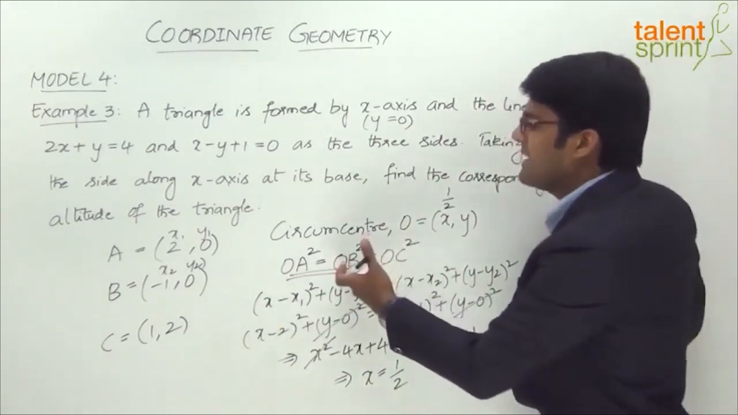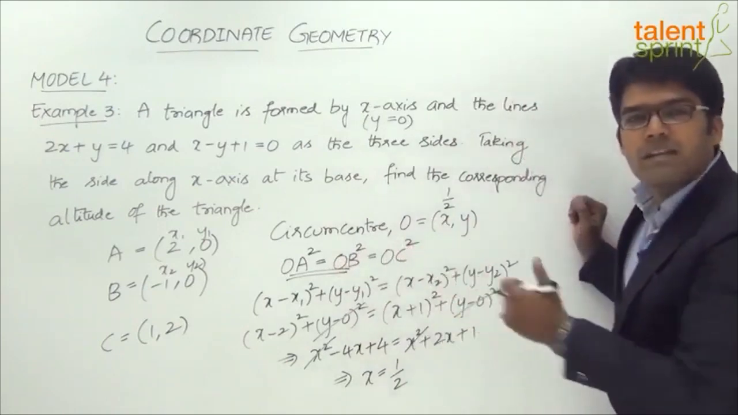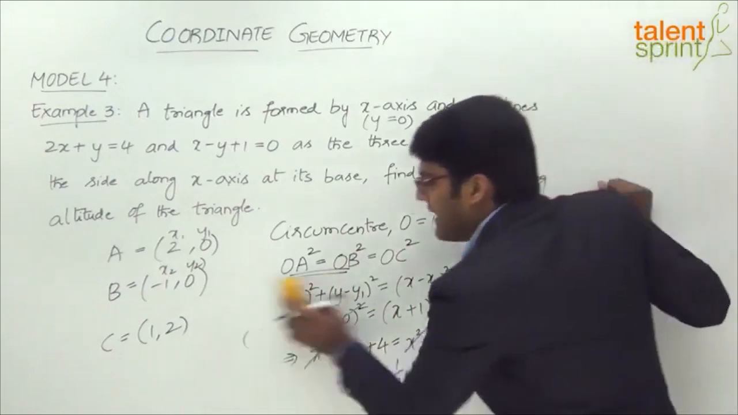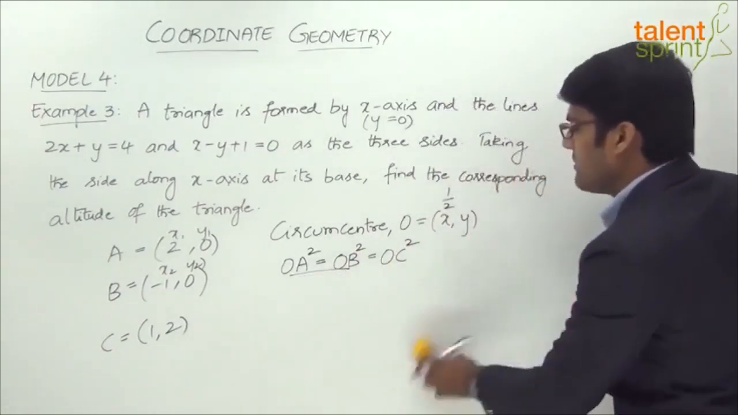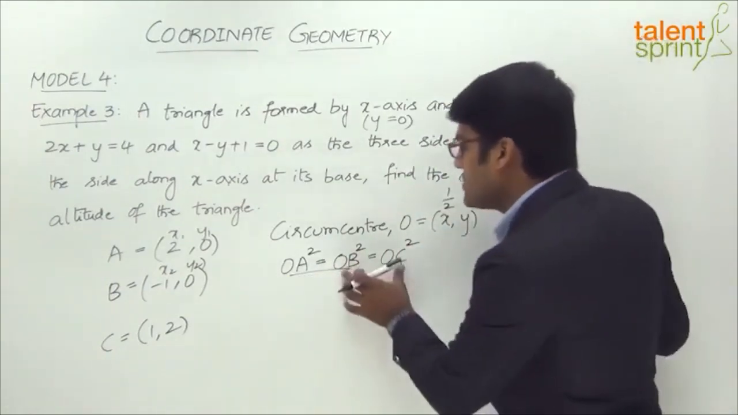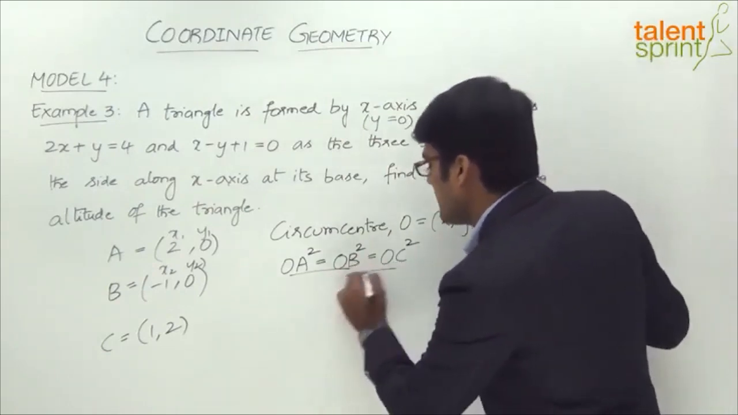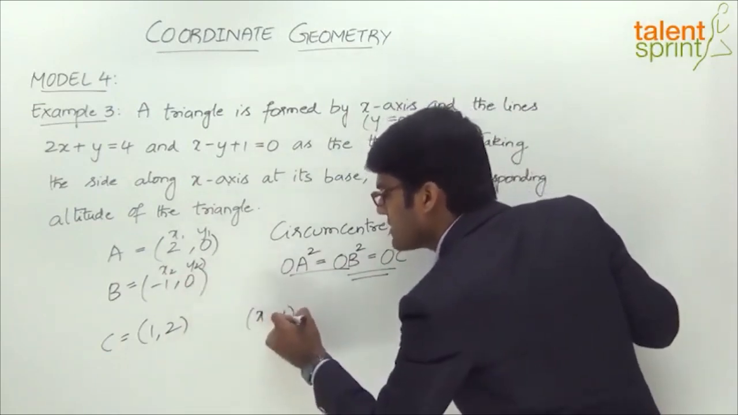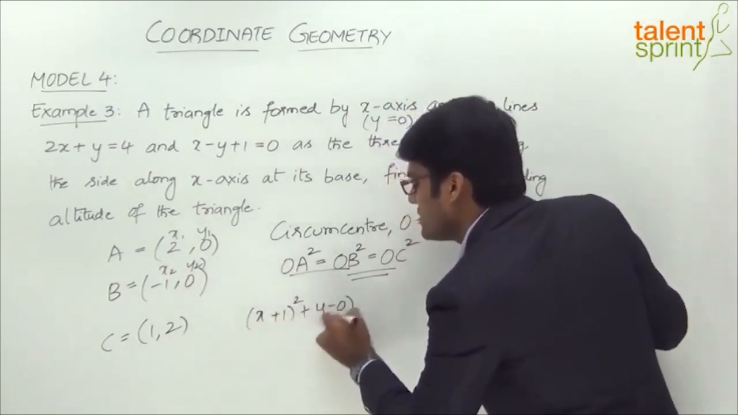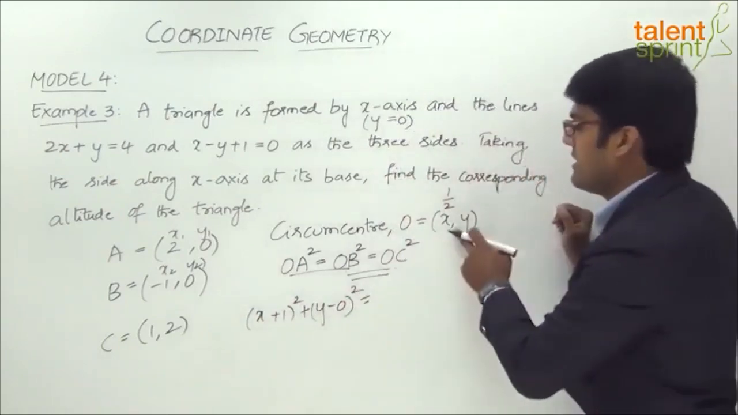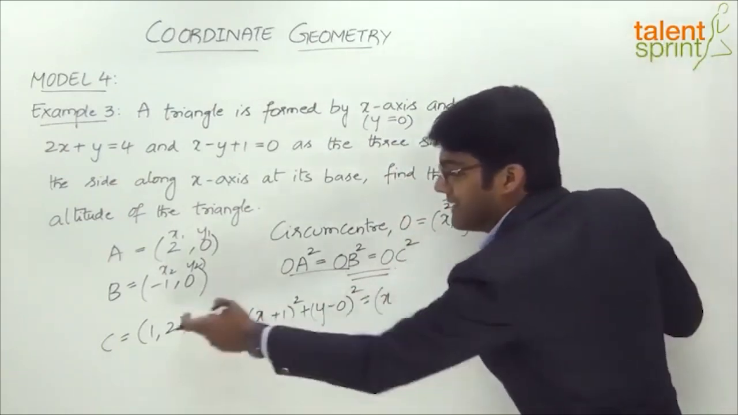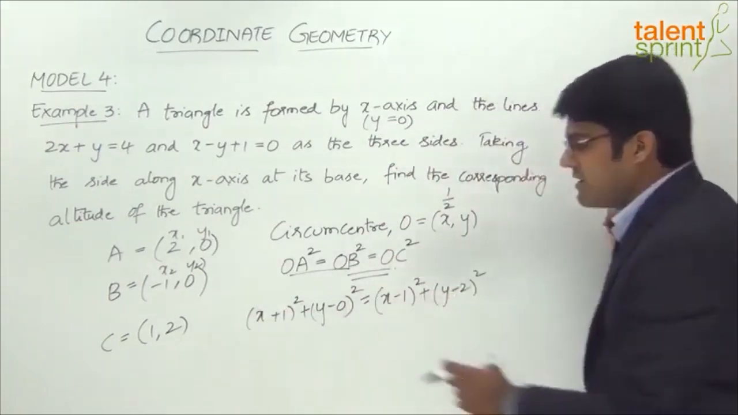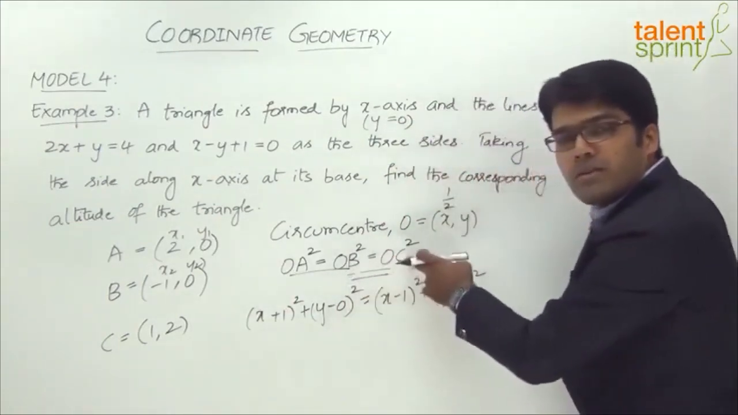Likewise, by solving some other equation, let's say OB squared equals OC squared, we can calculate the y coordinate of the circumcenter. So let's find out the y coordinate now. x equals 1 by 2. Let's consider the second part now. OB squared equals OC squared. So what do we get? OB squared equals OC squared. x minus B is minus 1, right? So (x plus 1) whole square plus (y minus 0) squared equals OC squared. So again, (x minus 1) squared plus (y minus 2) squared. So this equation here corresponds to OB squared equals OC squared.